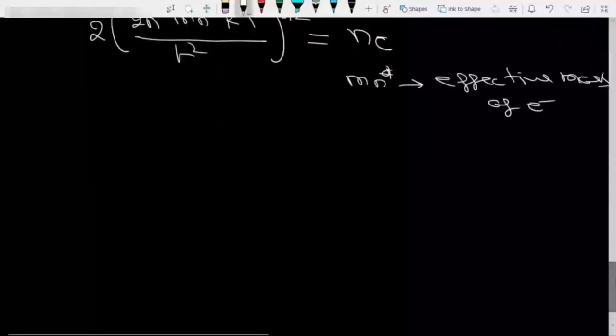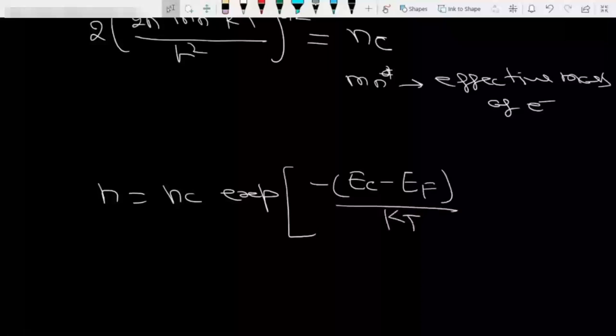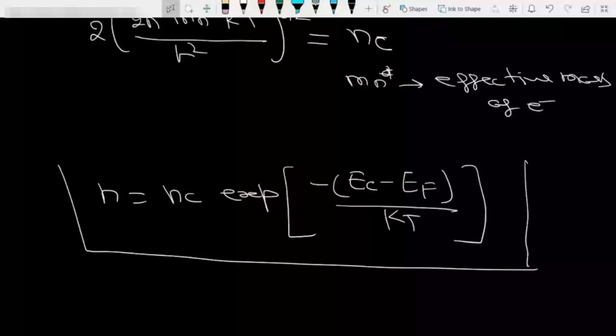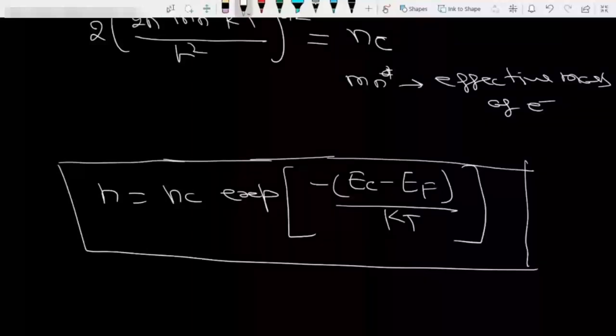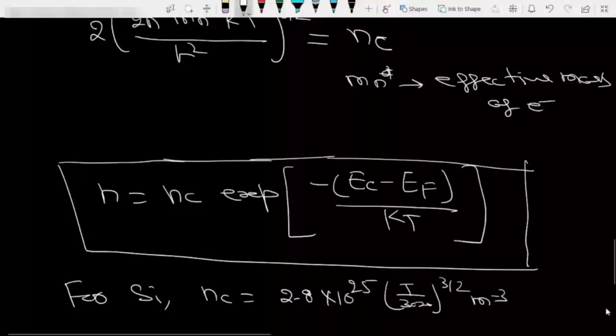So finally we get a number, that is n equal to nc exponential minus (EC minus EF) by kT. So this is the number of electrons at temperature T in an intrinsic semiconductor. And for silicon, this number nc is equal to 2.8 into 10 to the power 25 (T by 300) to the power 3 by 2 per meter cube. So we can see that this number nc varies with temperature.